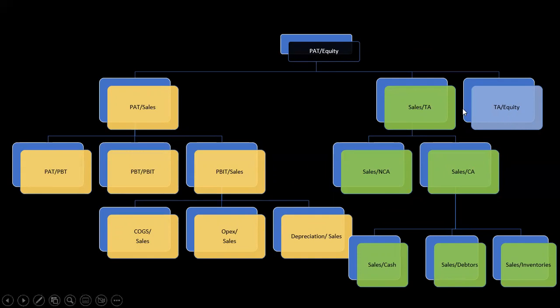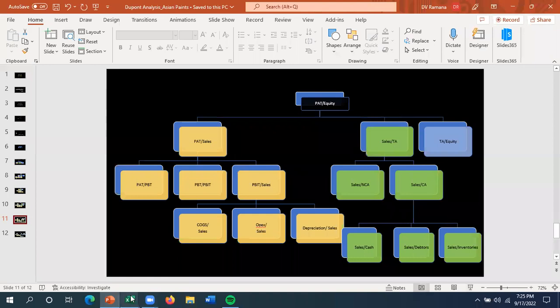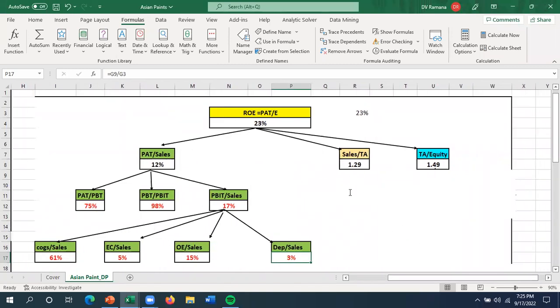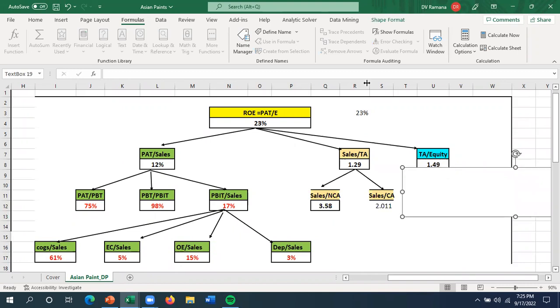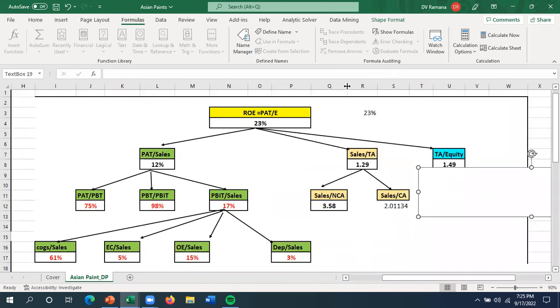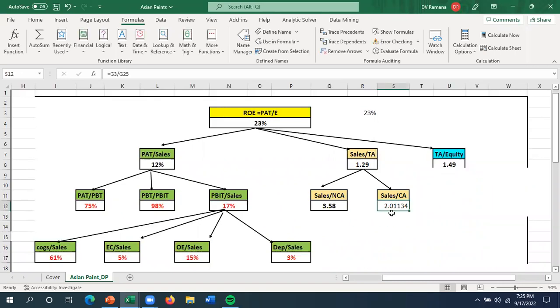Okay. So let us see the sales to assets of this company. Sales by total assets is 1.29. Sales by non-current assets is 3.5, and sales by current assets. But remember, unlike the profitability analysis, these numbers standalone have no meaning. You need to examine the industry performance, competitors' performance, and undertake inter-company and intra-company analysis and make sense out of it. So that is managing assets efficiently.